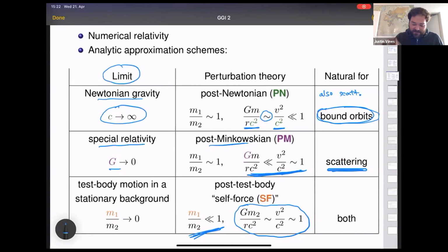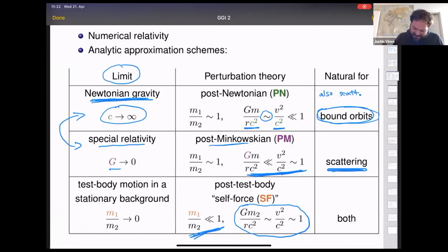This is to be contrasted with the zeroth-order limit here, where we take C all the way to infinity, but we still have gravity. We still have Newtonian gravity. And in this post-Newtonian scheme, we treat Newtonian gravity as exact and perturb away from that. That's a big difference between these two schemes, which we will also come back to later in the lectures.